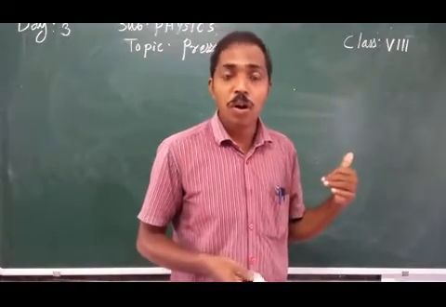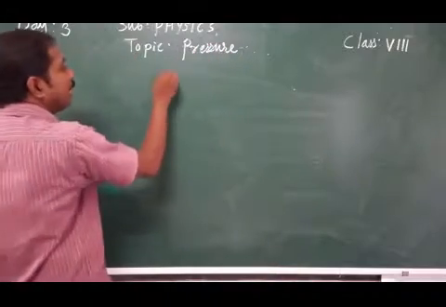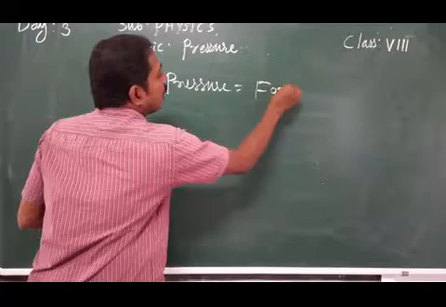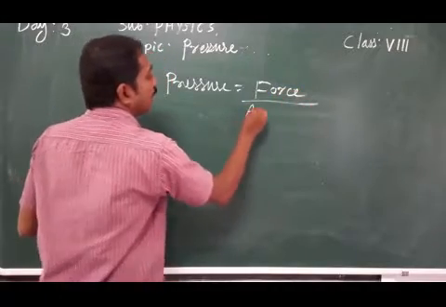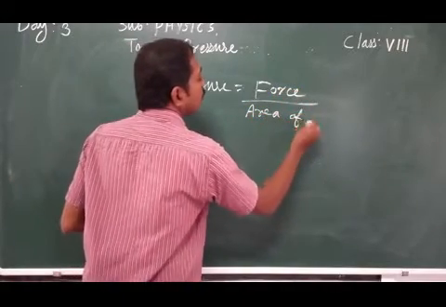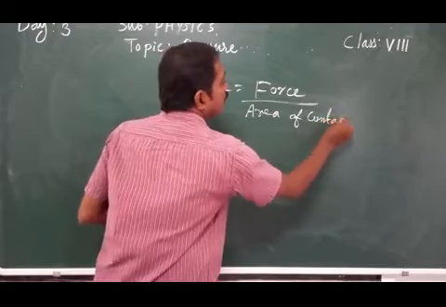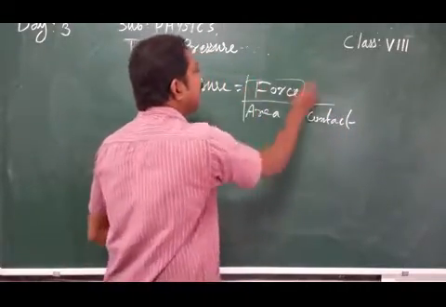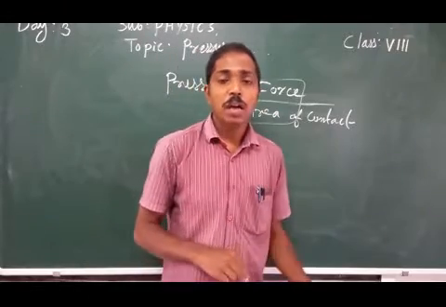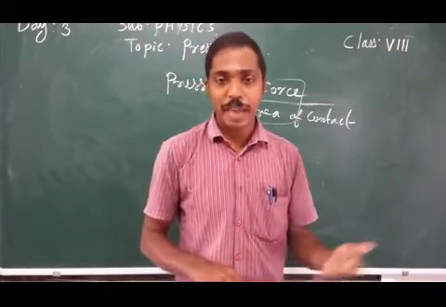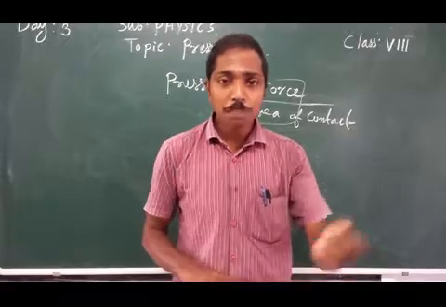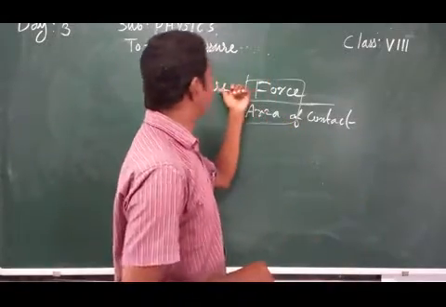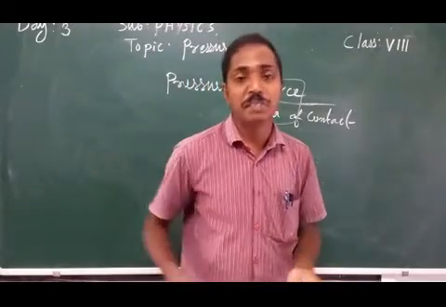So we know pressure is force by area, force by area of contact. So force by area gives pressure. When we consider the first situation, the knife: sharp means the area is less. As the area is lesser, pressure will be high. So easily we can cut the vegetables.